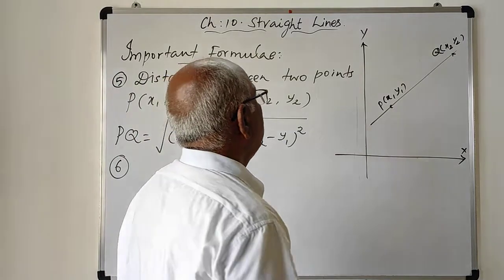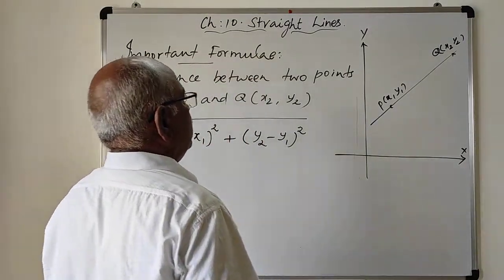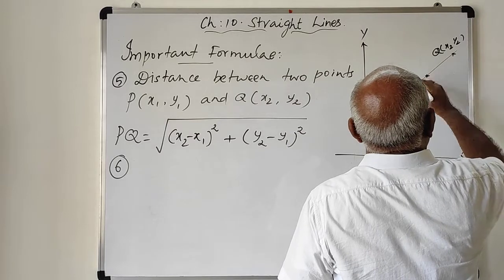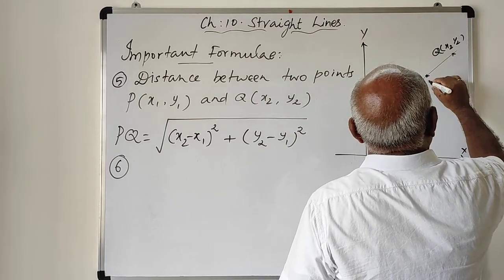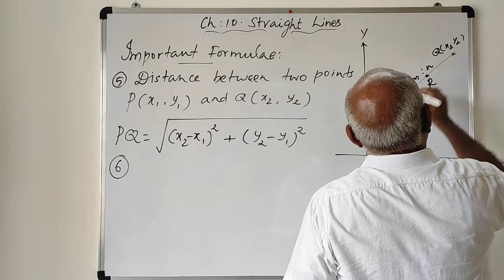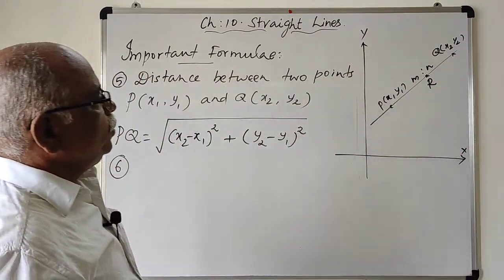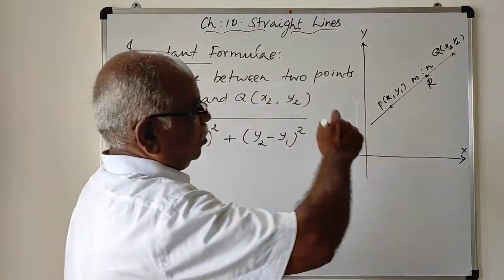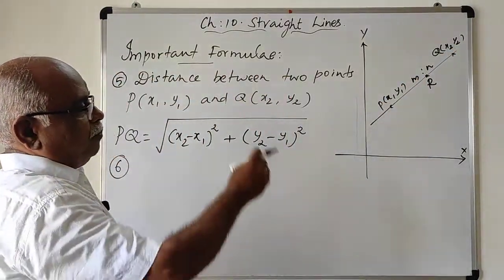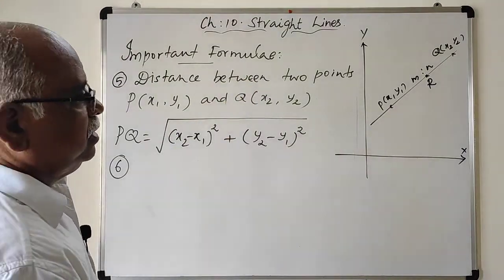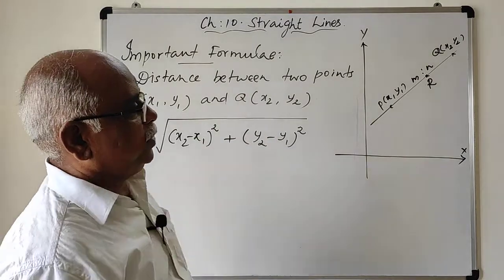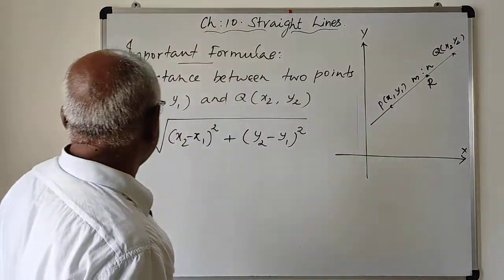Suppose a point PQ is divided by a point R in the ratio m is to n. So the line PQ is divided by a point R in the ratio m is to n internally. Then the coordinates of point R I am going to give as a result. See, the point R divides the line PQ internally in the ratio m is to n. That is our next result.